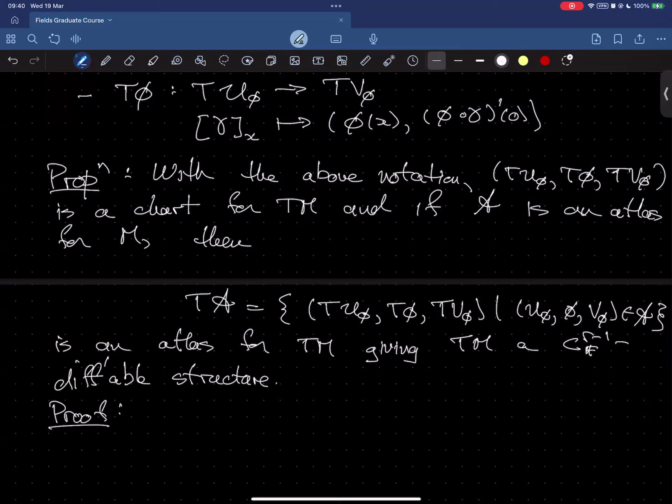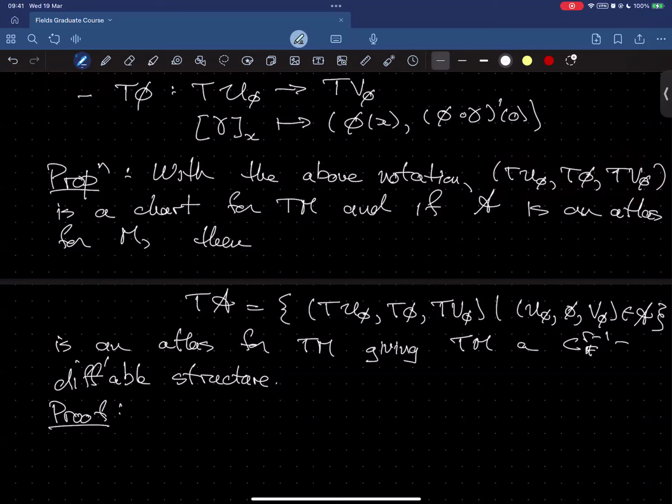Okay, so first let's show that it's a chart. So remember what it means to be a chart. It just means some very simple things. It means that it should just be a bijection, that T phi should be a bijection from this one onto an open subset of this one. Okay, that's all we need to show that it's a chart.